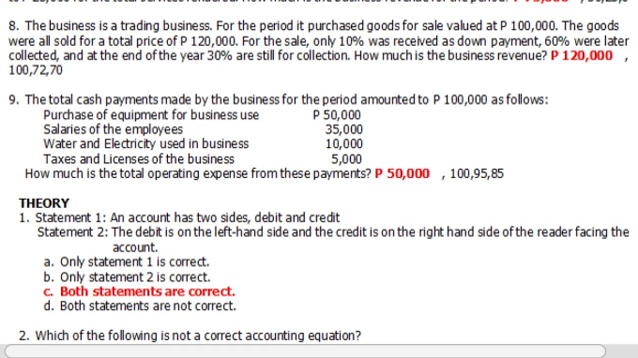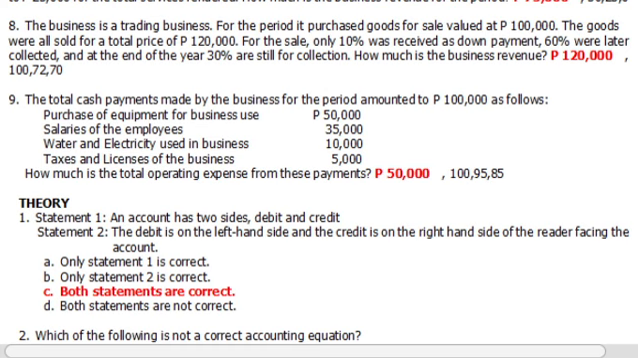First item, purchase of equipment for business use is an asset. Since gagamitin pa natin siya for a long period of time, ibig sabihin, asset muna siya. Hindi pa siya pwede maging expense. So next, salaries of the employees, 35,000. Water and electricity used in business, 10,000. And then taxes and licenses of the business of 5,000. So yung tatlo, 35 plus 10 plus 5 is equal to 50,000 pesos.